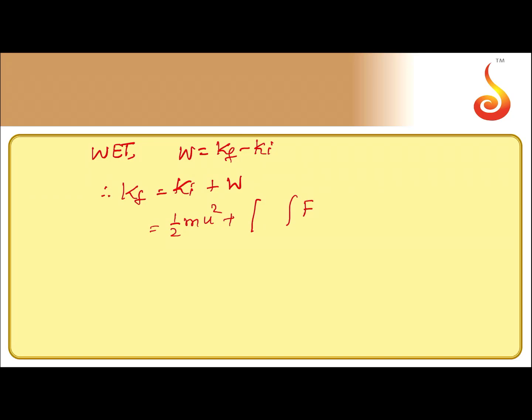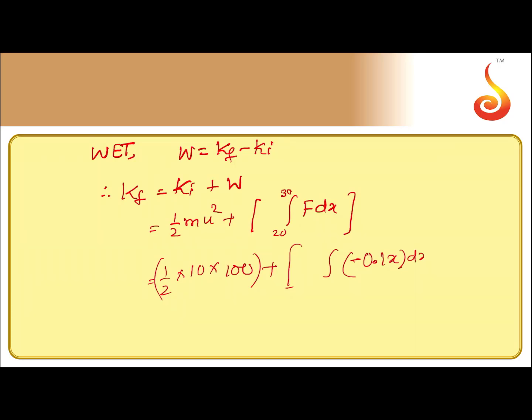Can we write it as integral F dx? Yes. So work done is equal to integral F dx. From what value to what value? From 20 to 30. So half mass is 10 into u square is 100 plus integral F. F is nothing but minus 0.1 x into dx from 20 to 30.